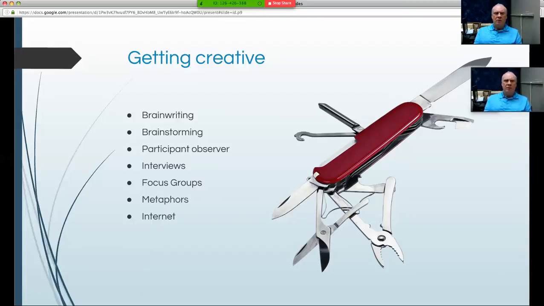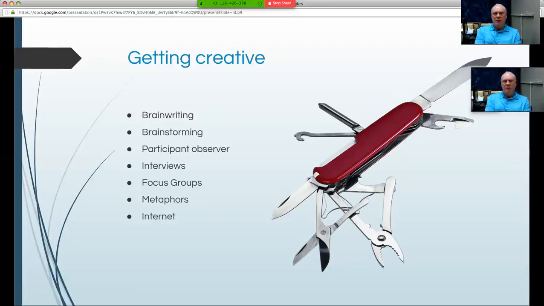And then we have interviews where you can interview people one-on-one. If those interviews are one-to-many, then we have focus groups where you can ask focus groups questions about your potential business idea. Then we have metaphors as a way of getting creative. So, for example, the statement, "My love is like a rose," could give you a lot of ideas on how to tap into, say, the Valentine's Day market.